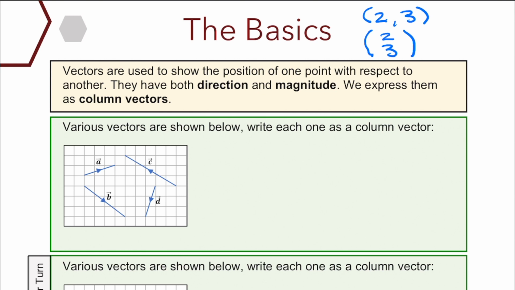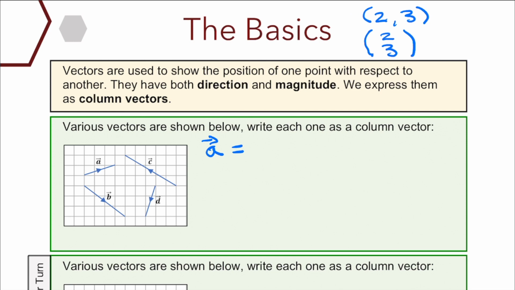It says various vectors are shown below. Write each one as a column vector, which simply just means in vector form where one number is above the other. Let's start with our vector A. And with your vectors, you always put them in bold, or sometimes you'll see them with a little arrow or maybe even a line above or below them. The examiner won't be too concerned about how you write them, but just make sure you use one of those forms.